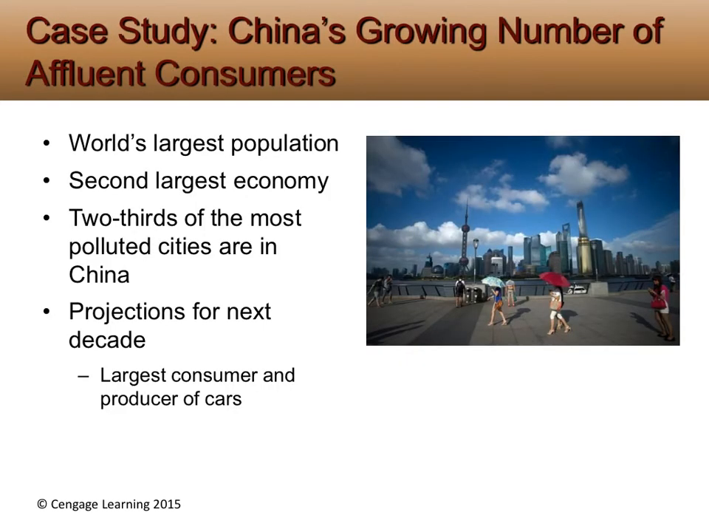Another case study is China's growing number of affluent consumers. Right now, China's population is at about 1.2 billion people. What's happening is their middle class is up and coming. With China's middle class up and coming, and of course they have the second largest economy in the world, they're using more materials. Two-thirds of the most polluted cities are currently in China, and a lot of that is because they have so much traffic.